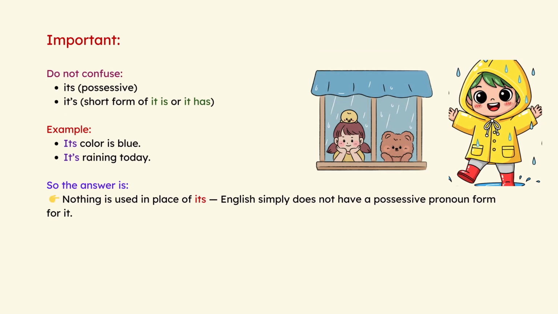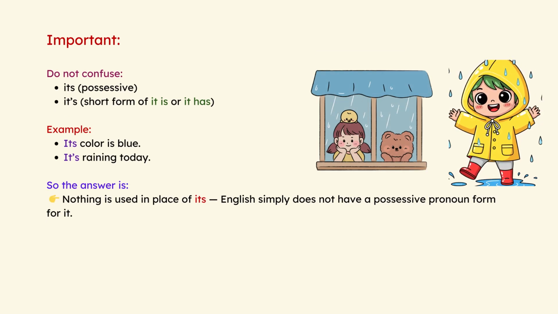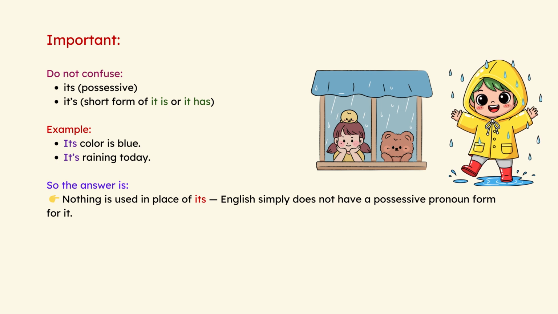Here's something very important. Do not confuse its and it's. Its is possessive. It's is the short form of it is or it has. For example, its color is blue. It's raining today. Always check, can you expand it to it is or it has? If yes, then use it's. If not, use its. And remember, nothing is used in place of its. English simply does not have a possessive pronoun form for it.